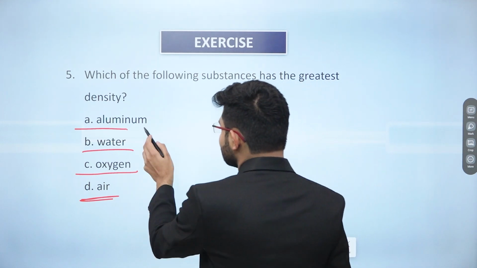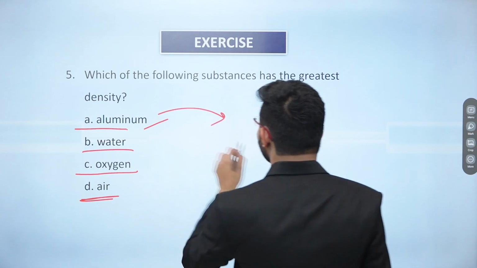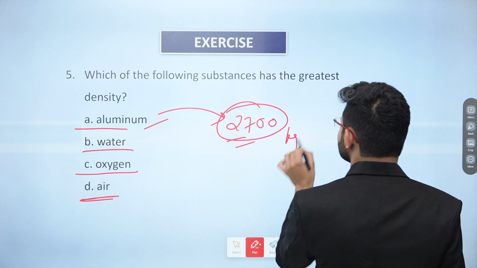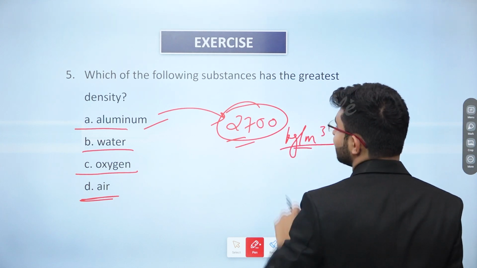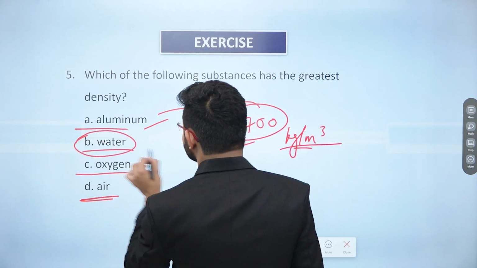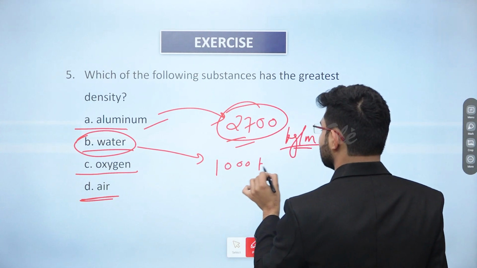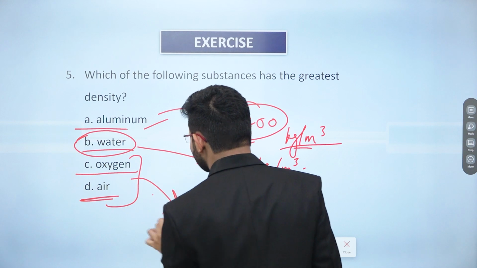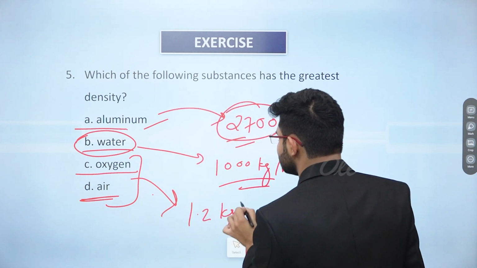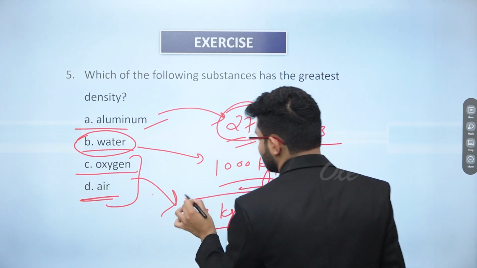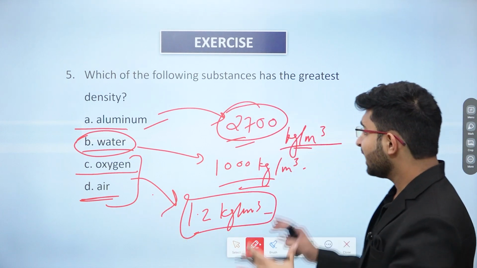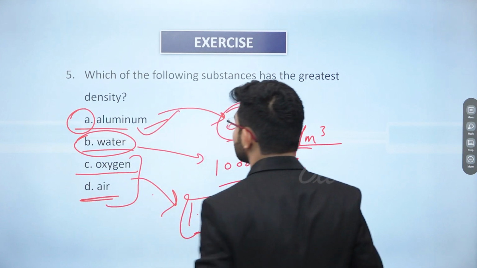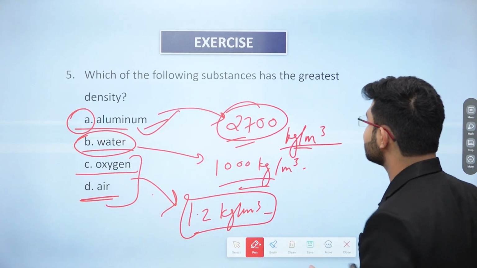In case of aluminium, we know that aluminium has around 2700 kg per meter cube, if I'm right, and water has 1000 kg per meter cube. Considering oxygen and air, we can write it as 1.2 kg per meter cube. This is the density of air, we can say, right? So here you can see clearly that aluminium has the greatest density, and that's why it will be the correct answer here. Okay, I hope this is clear.